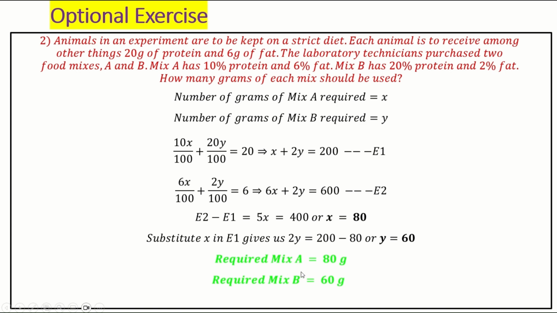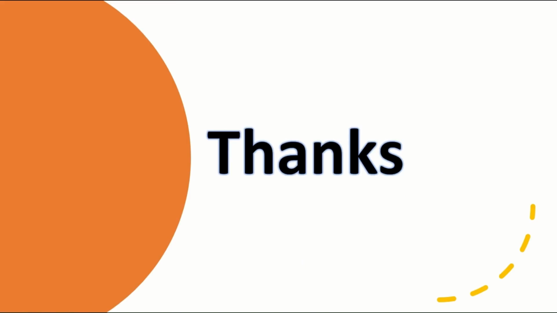Okay. So x is equal to 80 and y is equal to 60. So that means the required mix A is 80 grams. The required mix B is 60 grams. Okay. Do this problem once again carefully. Yeah, that's all. Thank you.